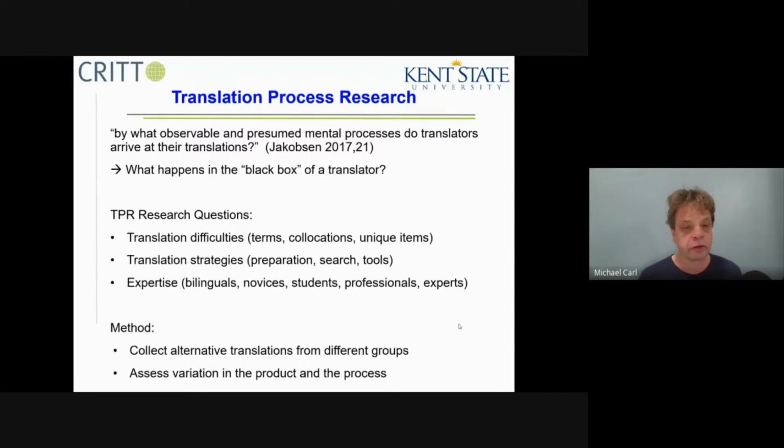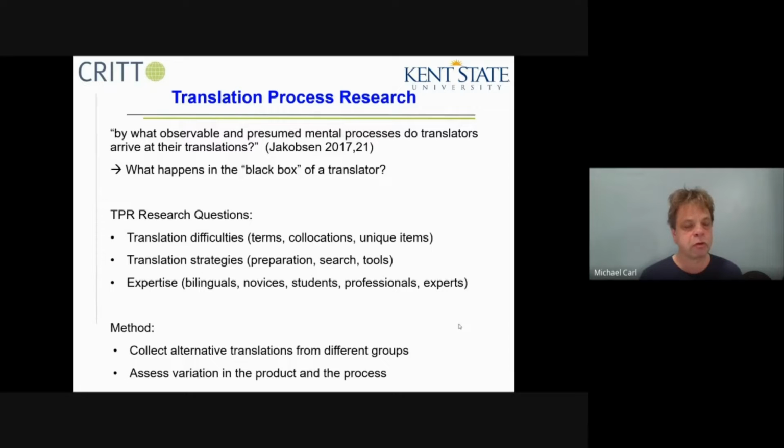Then we have novice translators, student translators for instance. They have been taught some strategies, how to translate, how to go about difficulties and so on. We have professionals and expert translators. So these are all maybe different groups. And one can look into what expertise is, what constitutes translation expertise, and how more experienced translators go about different strategies.